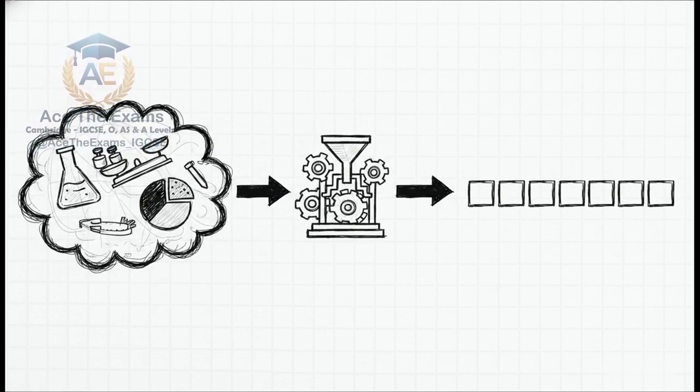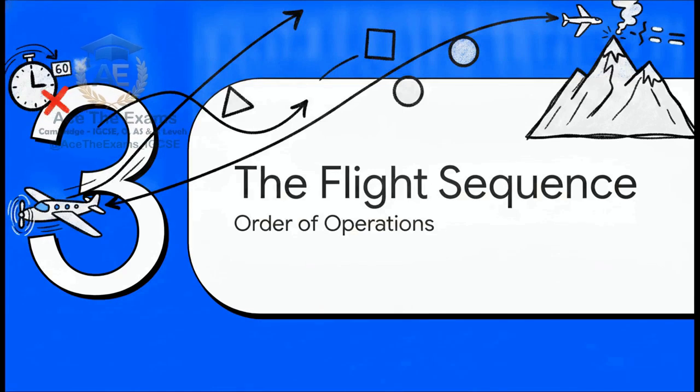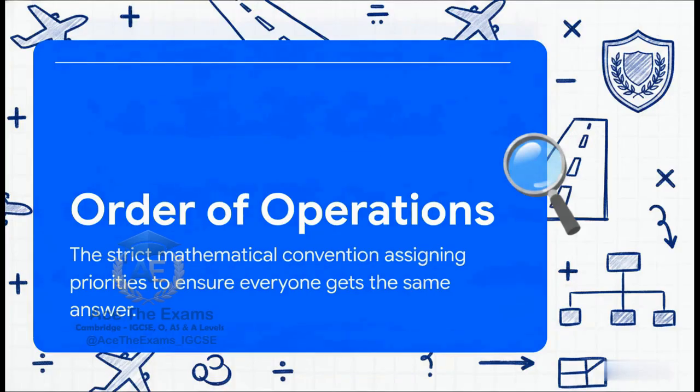Okay, welcome back. Let's launch into phase 3, the flight sequence. This is a zone where so many students needlessly lose marks simply by reading math from left to right, instead of following the true structural hierarchy. Without this universal protocol, math would literally be chaos.